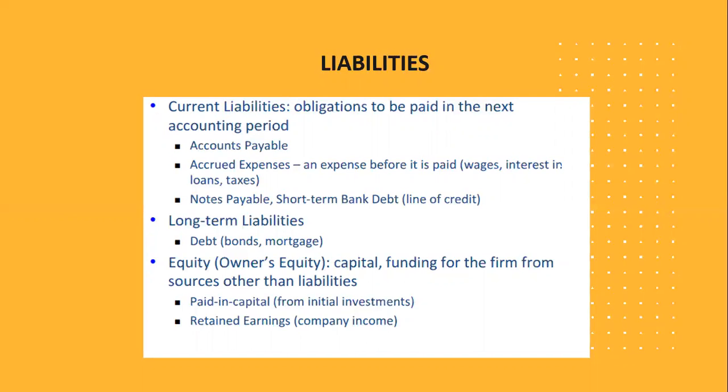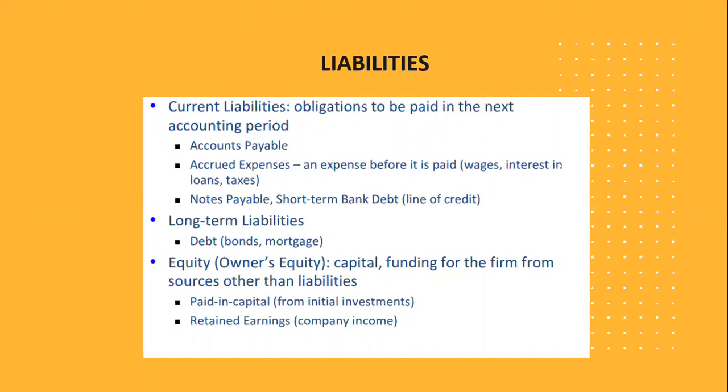Accrued expenses, these are expenses before they're paid. These could be wages, interest on loans, taxes. These are again payments that are coming up. You have to pay them within the next accounting period. So these are expenses that are coming up really quickly. Notes payable, short-term bank debt, all of these again, short-term debt that you've taken that you need to pay back to the bank. Now, the long-term liability is kind of easy to understand. These are long-term loans. These could be bonds or mortgages that somebody has taken.